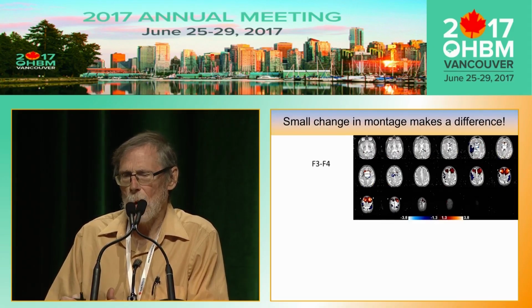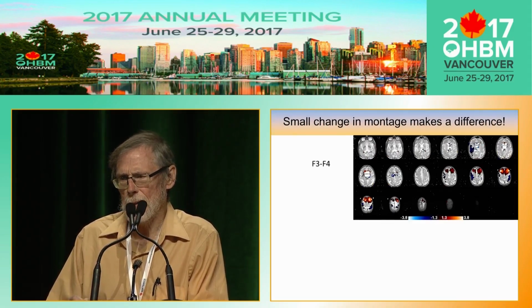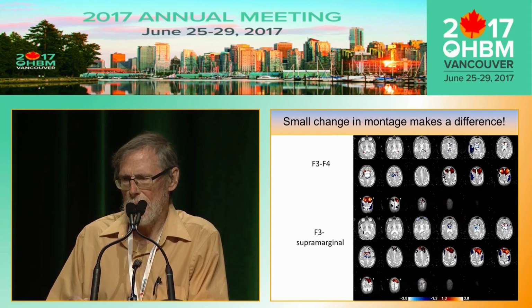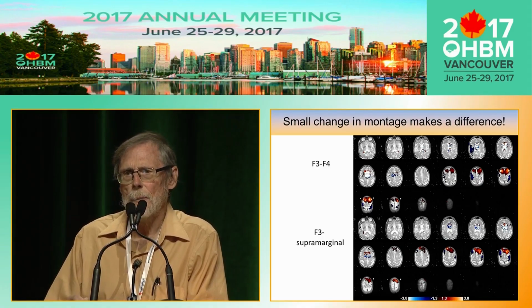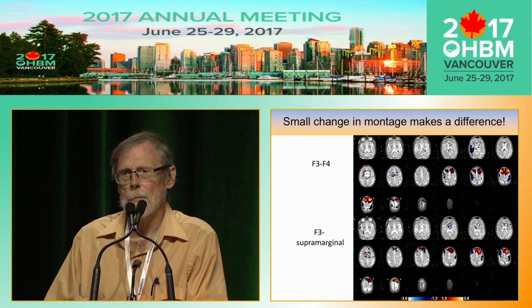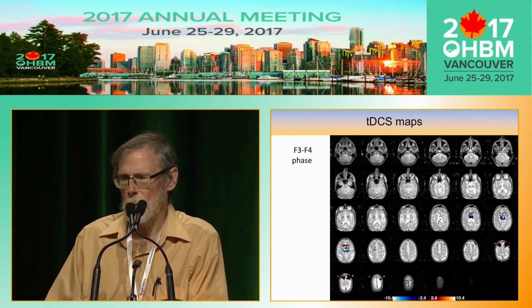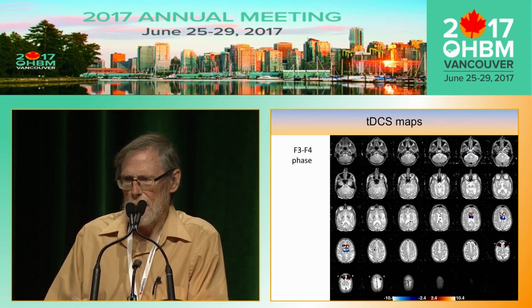Now, it turns out that a small change in the montage can make a big difference. So here's an example with an F3, F4 montage. And if you move one of the electrodes to supramarginal, you see a fairly large difference in the magnetic fields that are changed. So we think that possibly this small change in the montage can explain some of the variability in results that one gets.